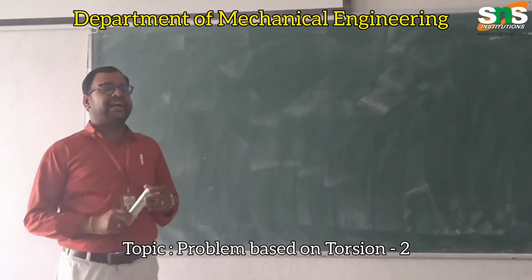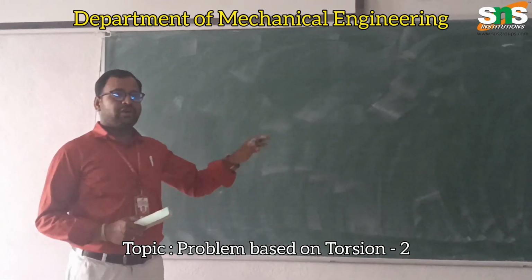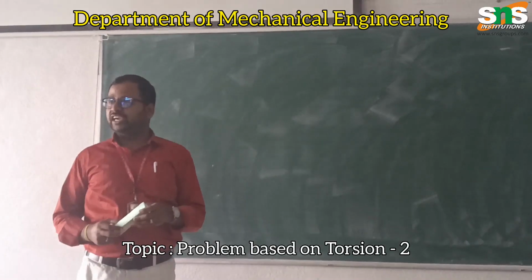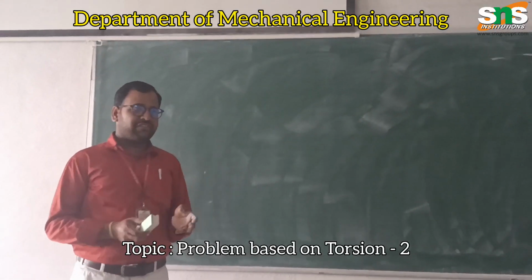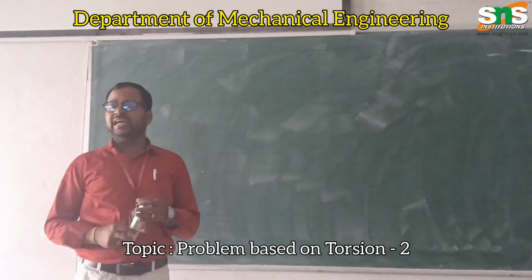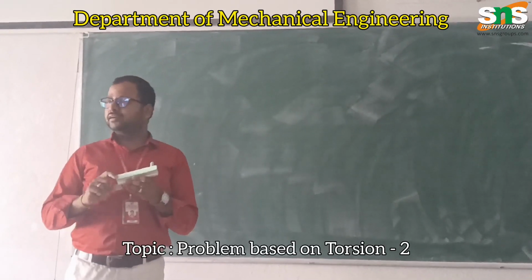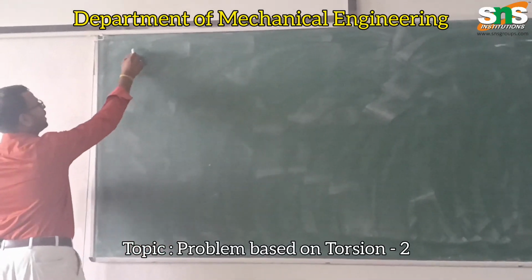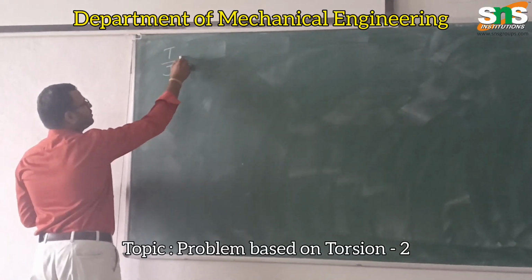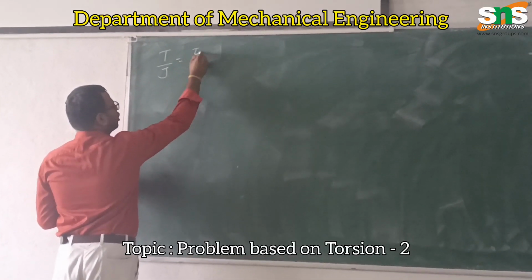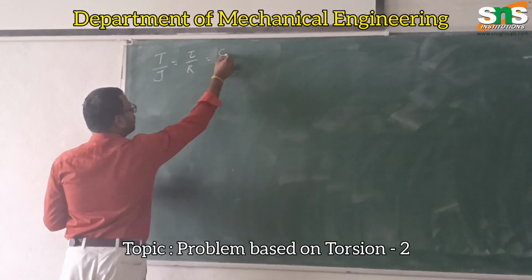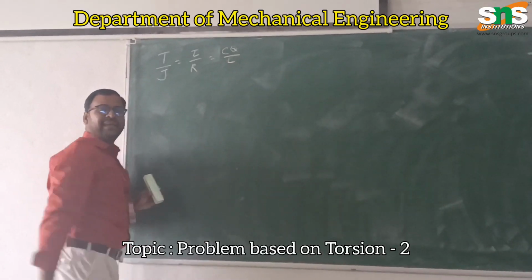So after calculating the torque value, shall we go with the formula of the torsion equations. The torsion equations can be used to calculate the individual diameter. It's nothing but the solid shaft diameter. So that is the formula behind that: T by J is equal to tau by R is equal to C theta divided by L.